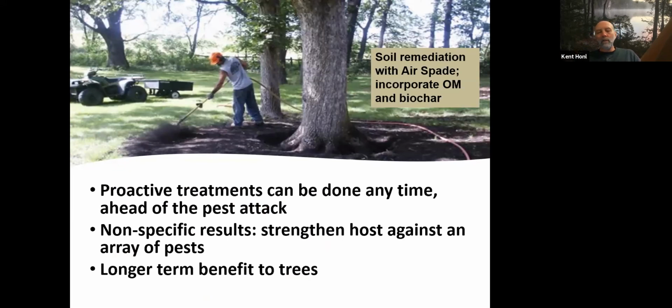And the great thing too is you're going to get a non-specific result. You're strengthening the host against a whole array of pests. And that's going to be a longer term benefit to the trees you're dealing with.